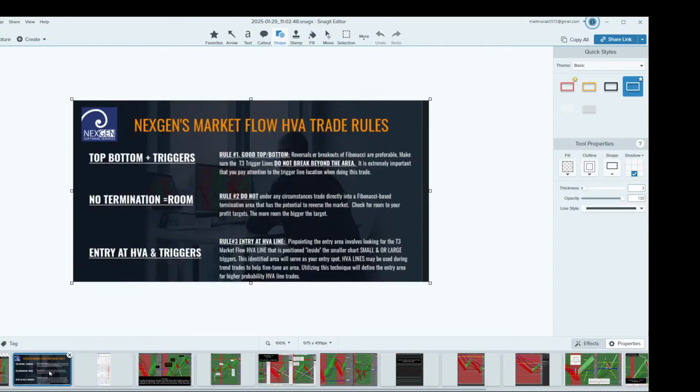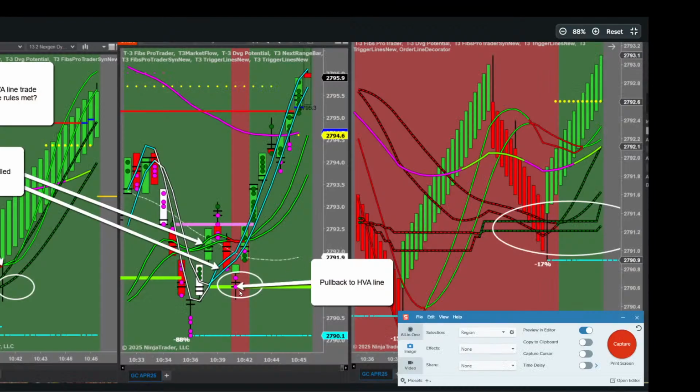Rule number 3 for entry says find the HVA line, and it should be positioned inside the smaller chart, smaller large triggers. And Wayne, that's the only challenge that I see with this one, is when you get to the wrong side of those triggers, it decreases the likelihood of success. That's the only thing that I can see here.